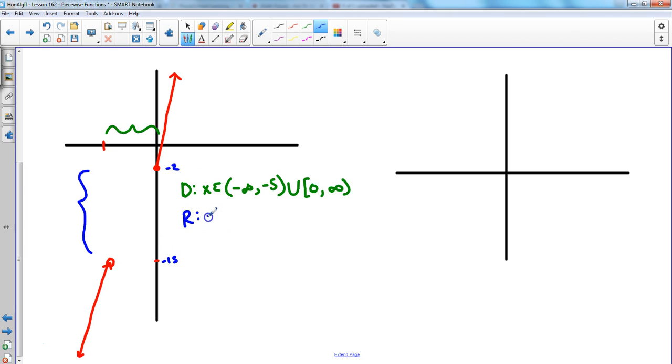So my range values are going to be all the y's from -infinity up to 15, not including -15. And I'm going to union that with this other interval where we start at -2 and go all the way up to infinity. So there's my domain and range for that.